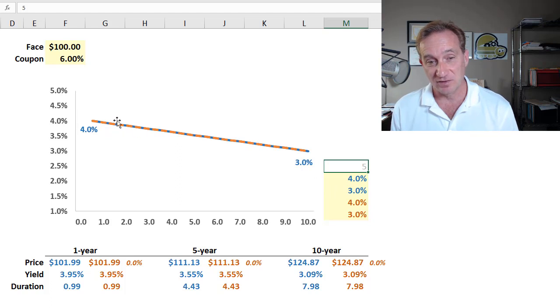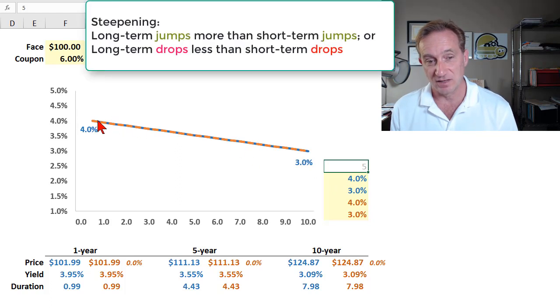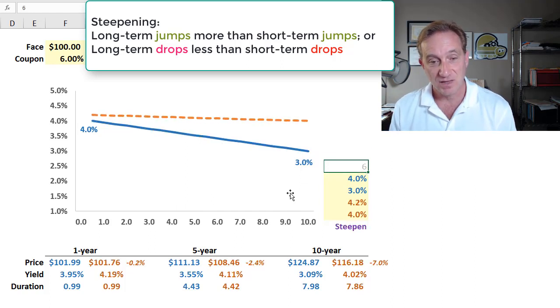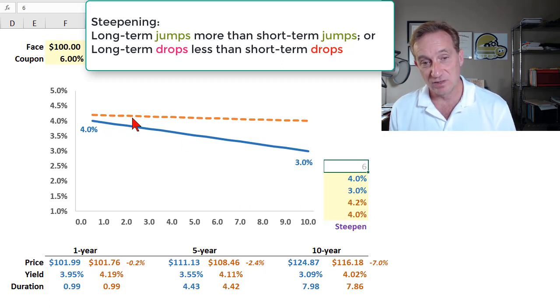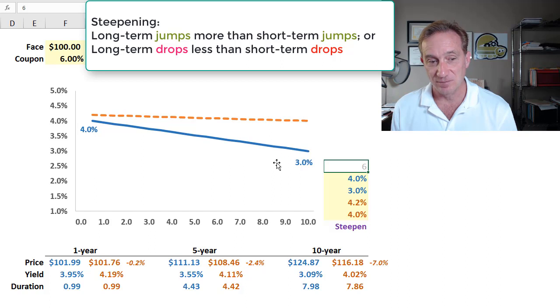But the difference here is I'm starting with an inverted yield curve. Now this time I have a 4% at the short rate and a 3% at the long rate. And now we'll look at a steepening because we're going to be faithful to the definition. We're going from solid blue inverted to the dashed orange. And you'll notice this is in fact a steepening because, consistent with that first definition, the long-term rate increased by more than the short-term rate, right?